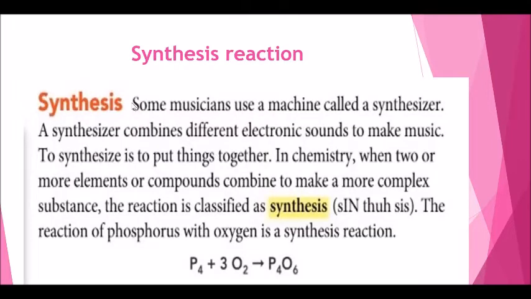And the first type we have is synthesis chemical reaction, when we add or combine one or more elements or compounds together to form a new compound after the chemical reaction is finished. This is called synthesis chemical reaction. Like here we have the reaction between phosphorus and oxygen to form phosphorus oxide.